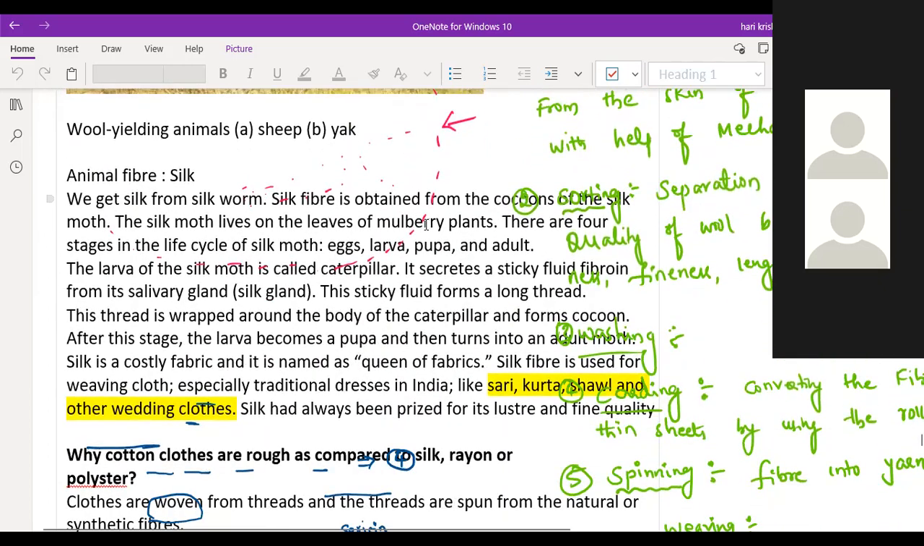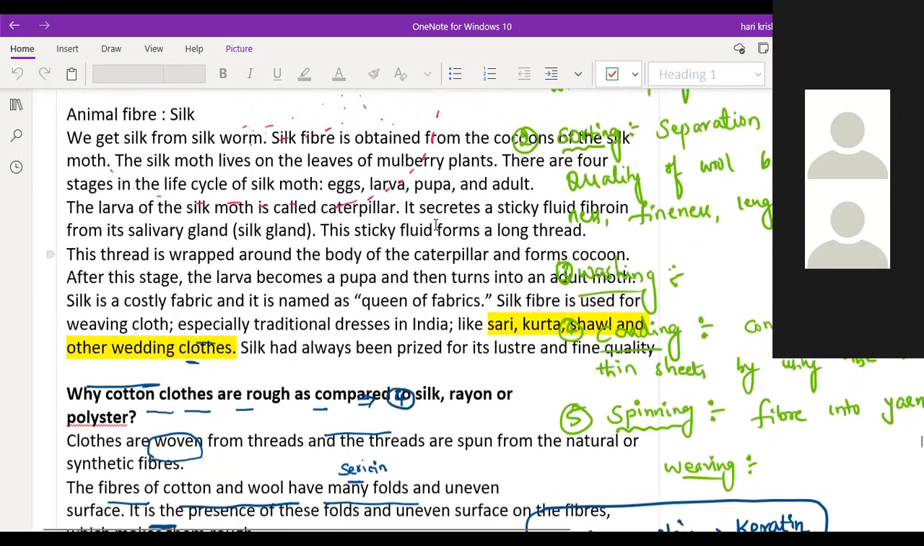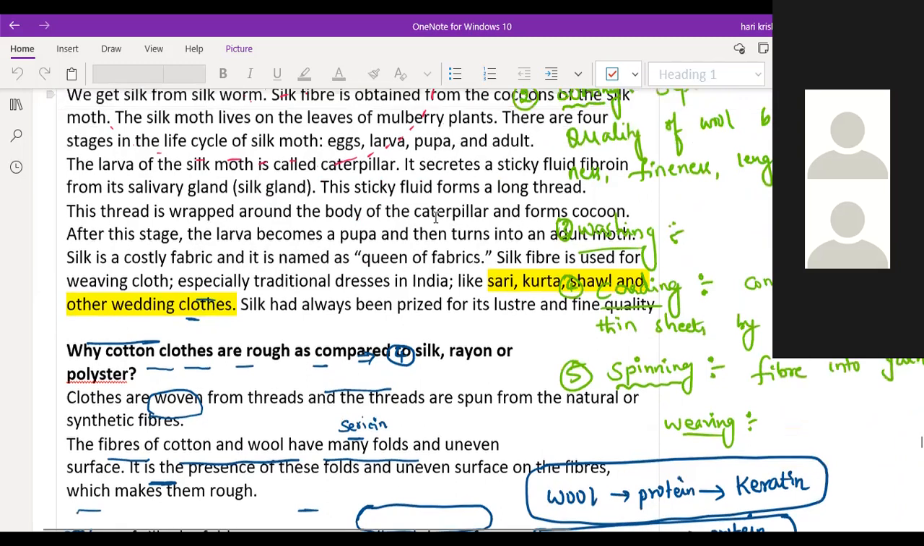So this animal fiber, wool, you will get from the different types of goats or sheep. So just go through it.